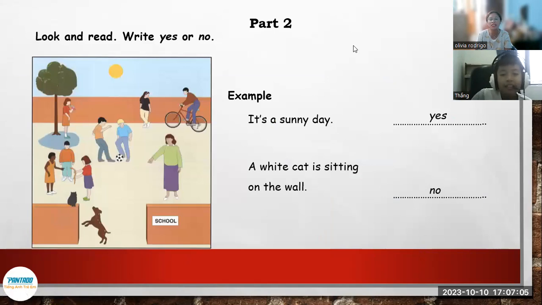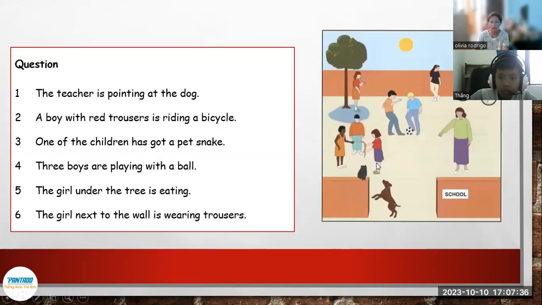Okay, this one. You look at this and please tell teacher yes or no. Look at the picture properly. Okay, please look at this. Example number one, it's yes. How about number two? Please read and answer.